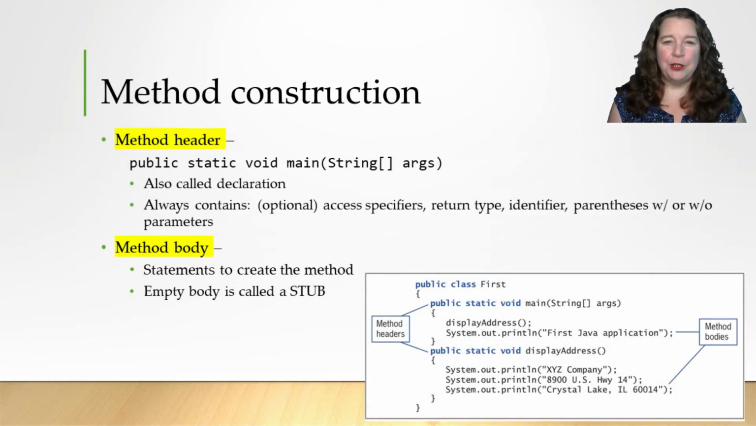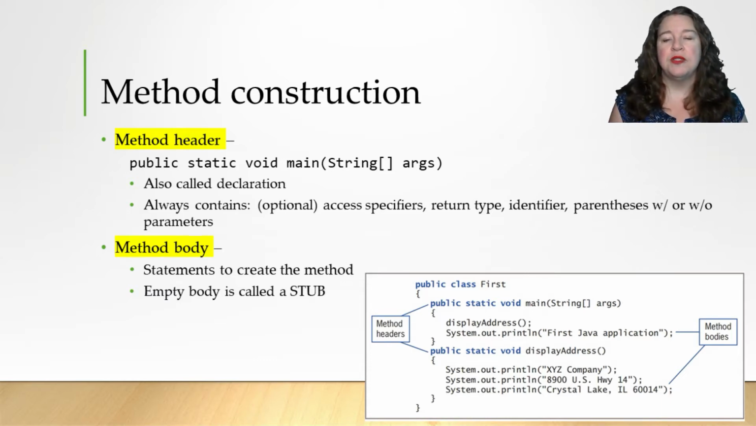Building methods in Java. Okay, so you're always going to have a method header, and you are always going to have the method body. The header is everything before the curly braces, and the body is everything contained in the curly braces. The header has an access specifier, which is public and static. We'll talk about those in just a second. Then a return type, which can be void if there is no return type. We're going to go through each of these a little bit more in the next couple of slides.